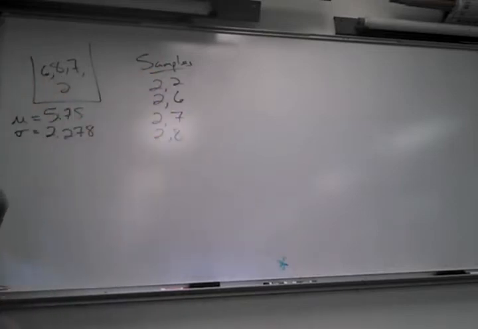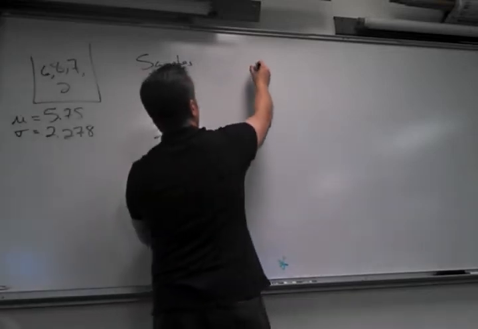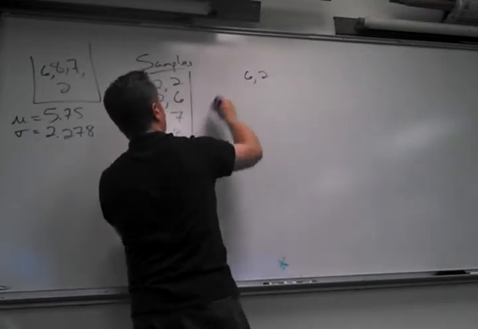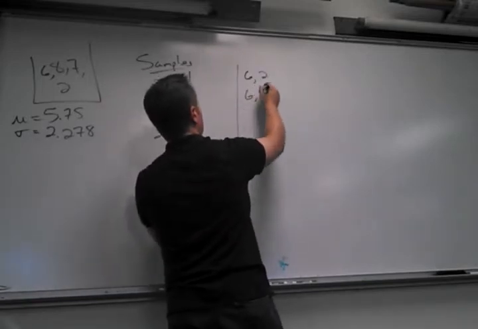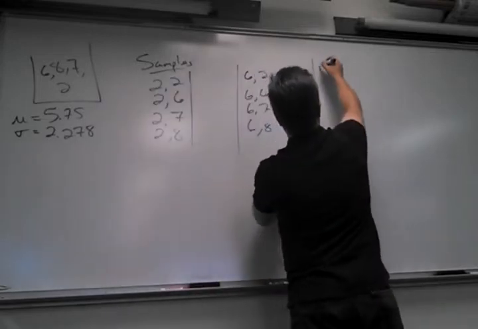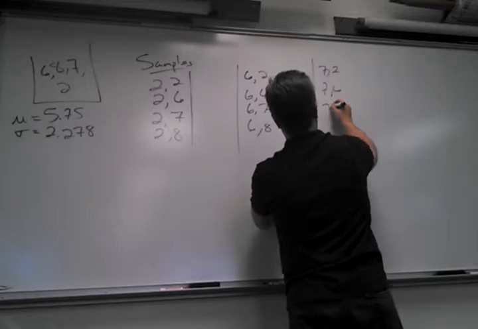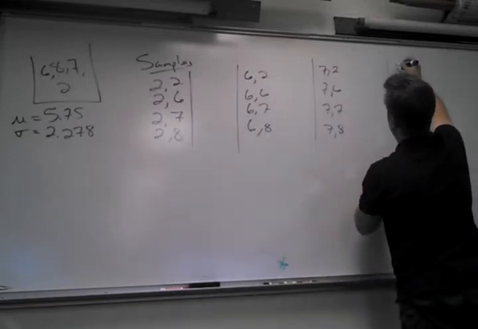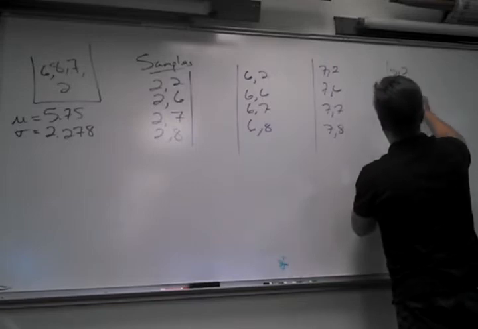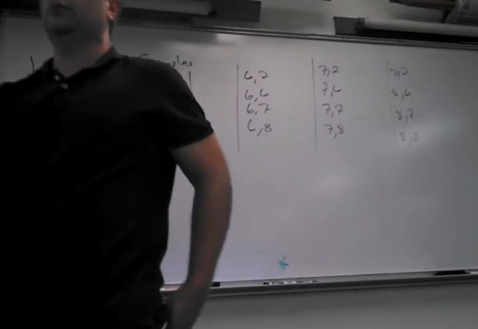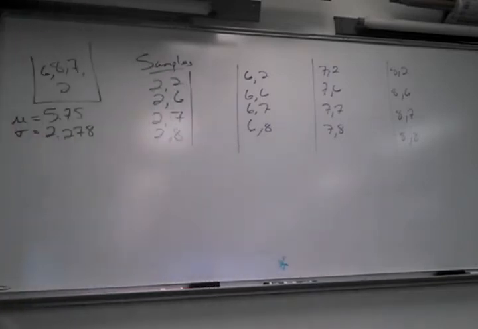All right, so then we can just do the same thing now, but we'll have 6 first now, right? So that'll be 6, 2. Leave some room here. 6, 2, 6, 6, 6, 7, 6, 8. 7, 2, 7, 6, 7, 7, 7, 8. For real, Jeff? Yeah. 8, 2, 8, 6, 8, 7, 8, 8. Those are all the possible samples of size 2 that could occur, right?